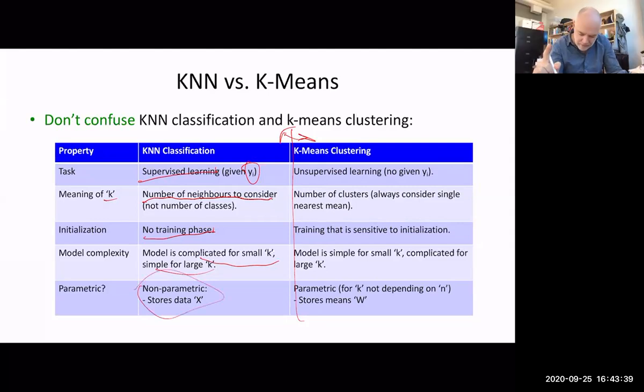K-means clustering, on the other hand, is unsupervised. There's no y_i, right? K-means, the number of clusters.